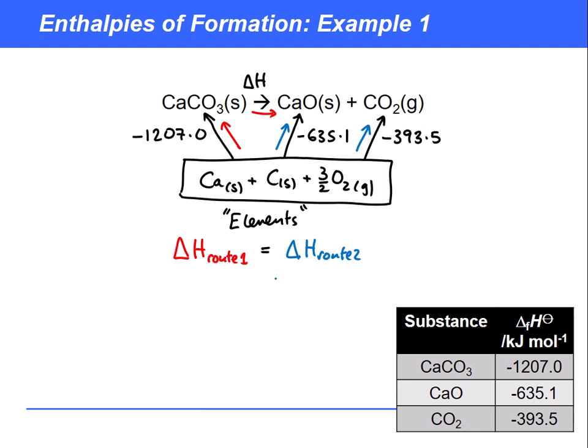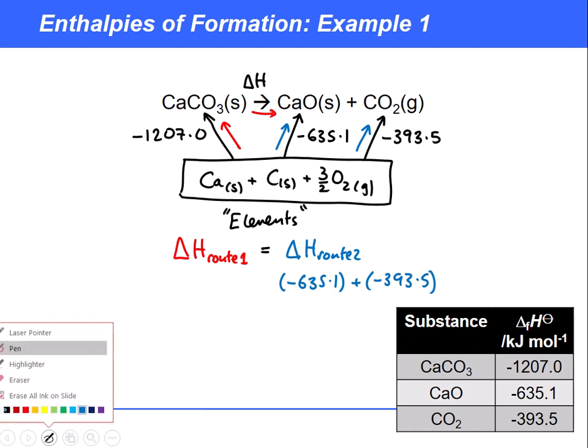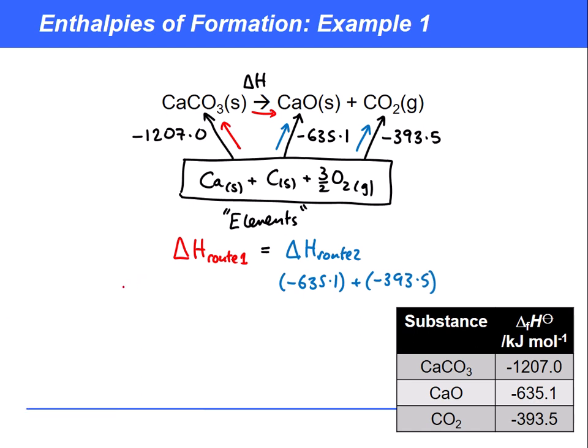So now we just fill in the enthalpy changes, and I strongly encourage you to fill in the values in brackets here just to let the calculator deal with the complexity of subtracting involving minus signs. So the blue route I'm doing first is that. The red route is minus 1207 plus the enthalpy change that we're interested in finding out. And Hess's law tells us that the enthalpy change along those two routes must be the same.